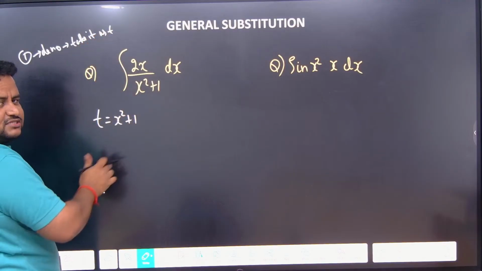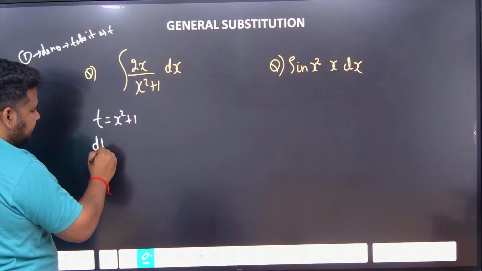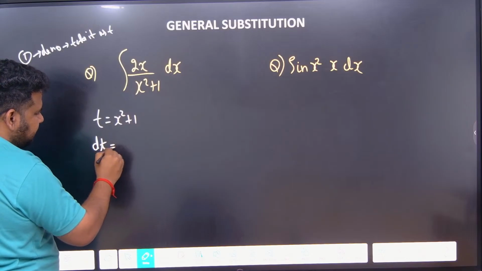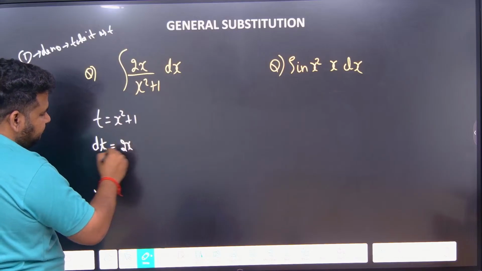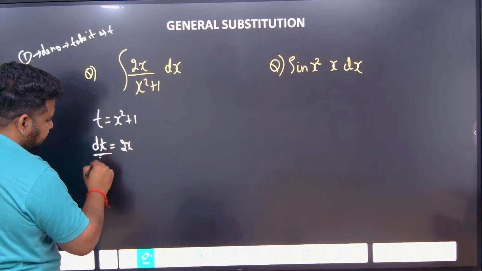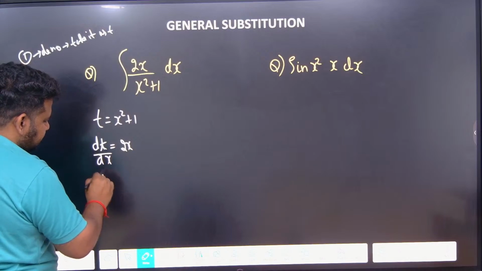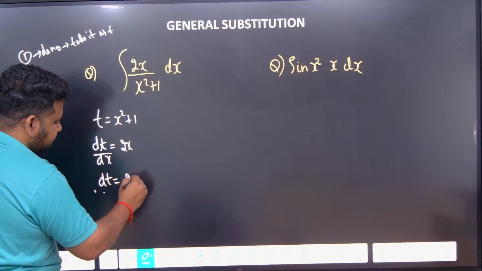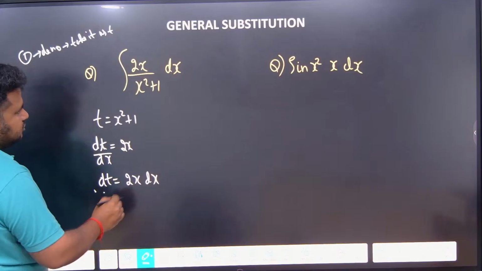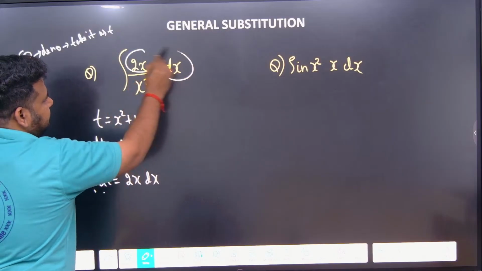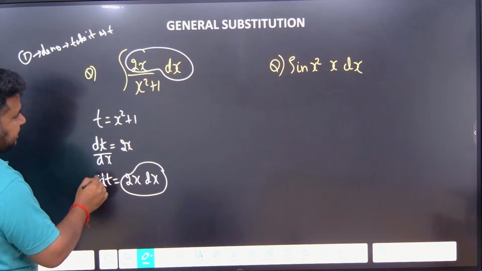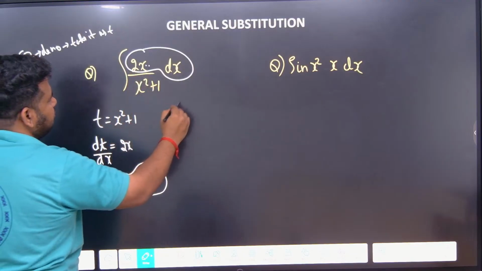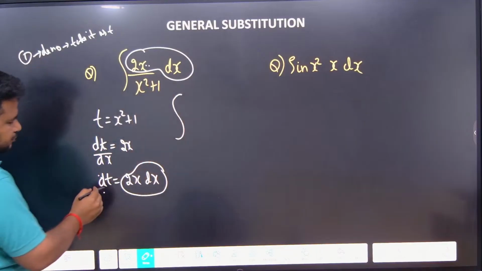Now differentiate both sides with respect to x. So dt by dx: the derivative of x square is 2x, and the derivative of 1 is 0. So dt by dx is equal to 2x, or I can write dt is equal to 2x dx, sending dx to this side. Here I am having 2x dx, but the value of 2x dx is dt. So in the integral, instead of 2x dx, what should I put?